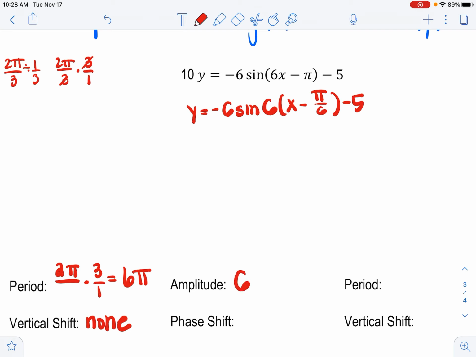Amplitude, it is sine, so it does have an amplitude. The amplitude's 6. The phase shift is right, pi over 6. The vertical shift is down 5.